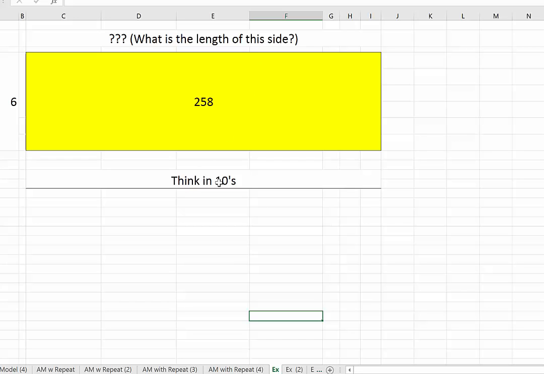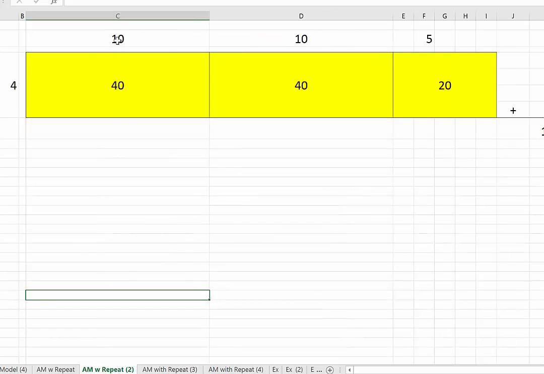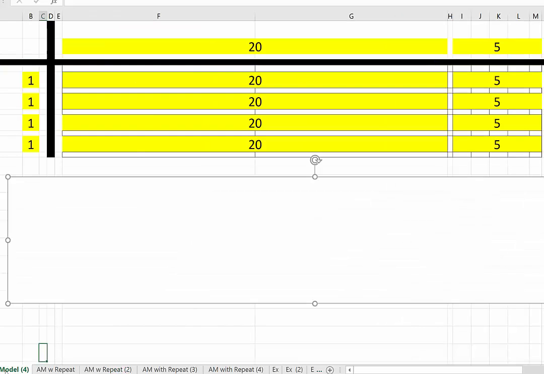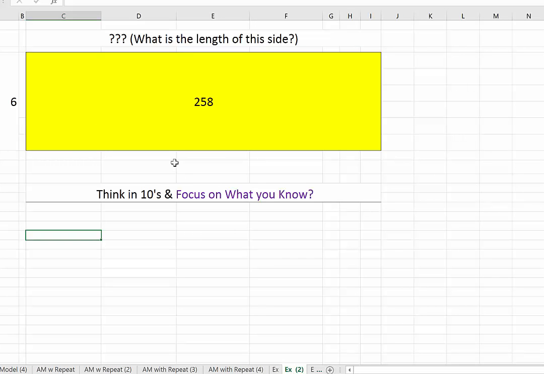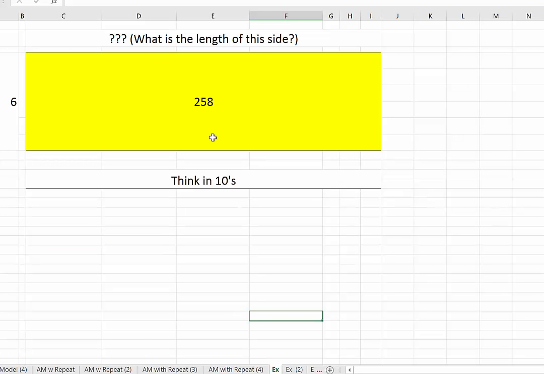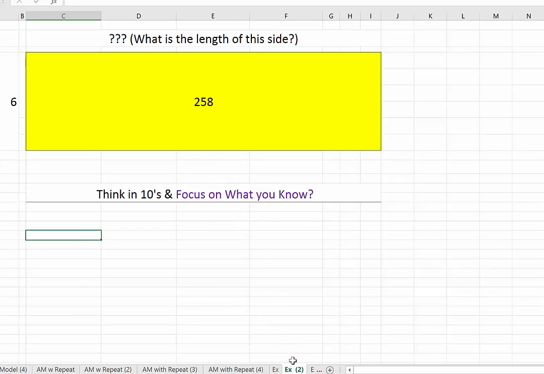Well, we want to think in tens. We worked on tens back here with the rods, etc. Earlier, we had a lot of rod work with tens, and so we want to do the same thing here. We don't want to lose that previous knowledge. We just want to think in tens. And so the big idea as we work through trying to figure out what is the length of this side, let's think in tens and focus on what you know.